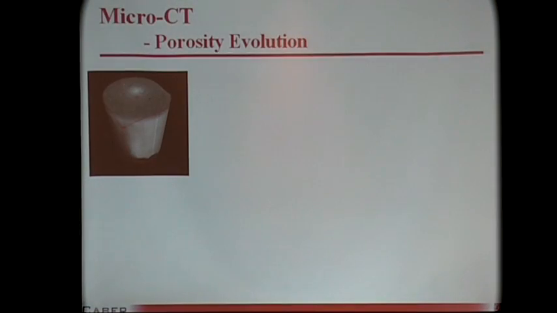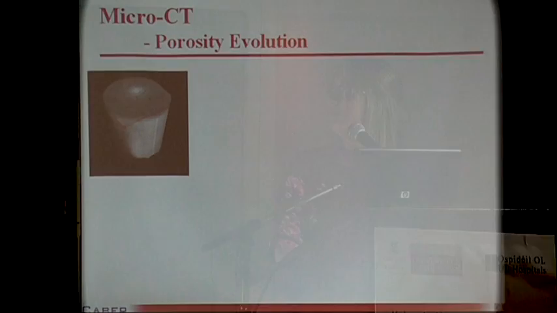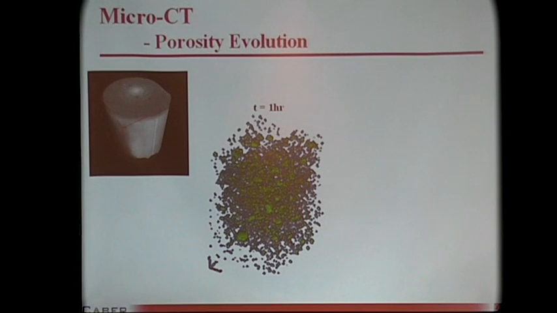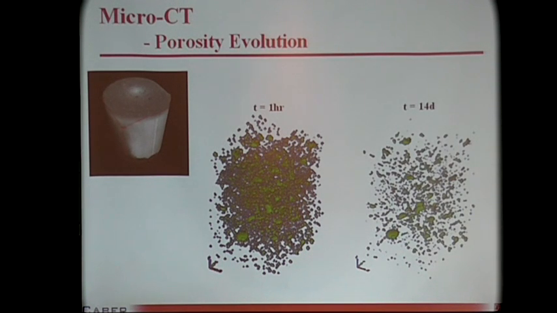Then we can use micro-CT as well. Micro-CT basically takes thousands of cross-sectional images of your sample, stitches them all together, and you can recreate a 3D model of your sample. This allows us to see the internal microstructure of our set cement. We can also use micro-CT to monitor porosity evolution as a function of time. This is a 3D reconstruction of the pore network within the sample. We can see at 1 hour, the sample is highly porous compared to 14 days.